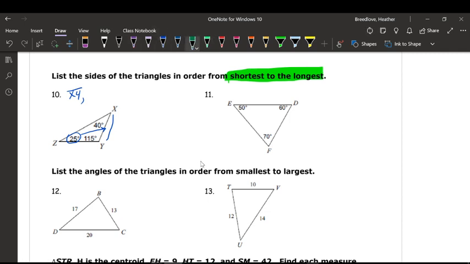And then 40 degrees is the next smallest. So the medium angle is 40 degrees. Across from 40 degrees is side ZY. So ZY is the medium side. And then 115 is the largest angle, across from the largest side, ZX. So that is shortest to longest.